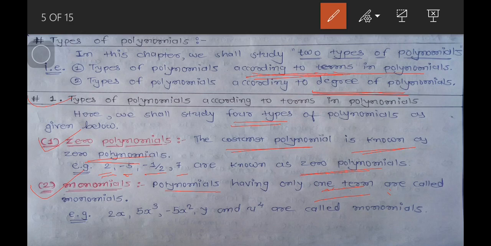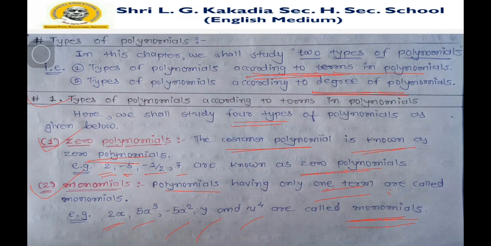Here in polynomials, some examples: 2x, 5x cubed, -5x squared, y, and u raised to 4 are called monomials, because in all these polynomials there exists only one term. Then this is called a monomial. These are two types of polynomials according to terms in polynomials.